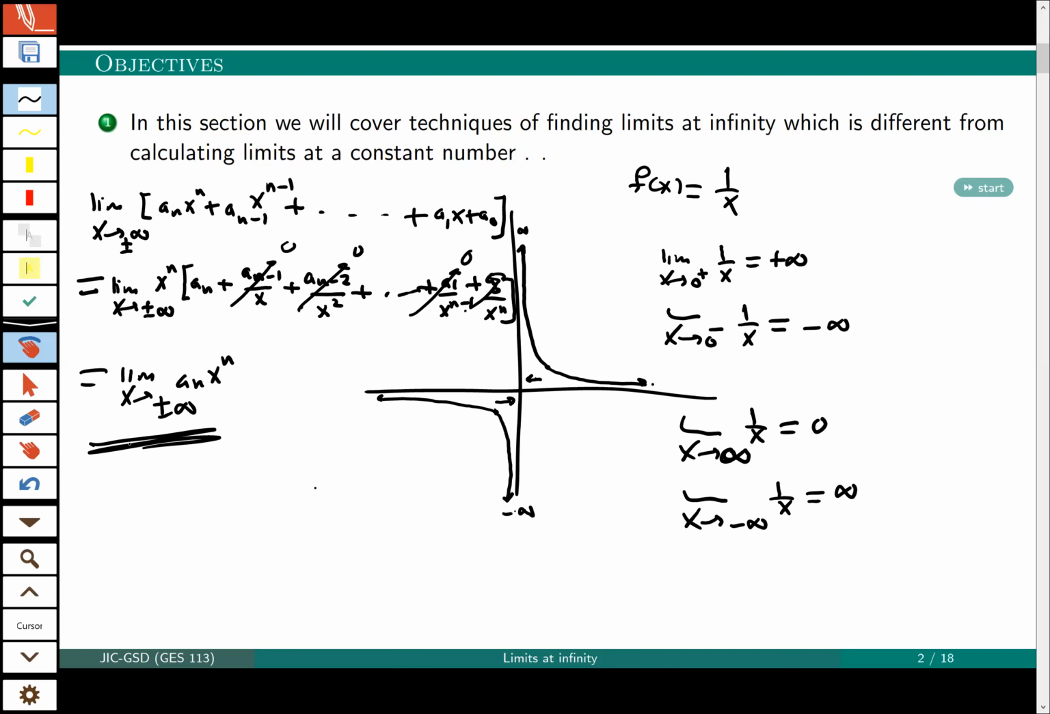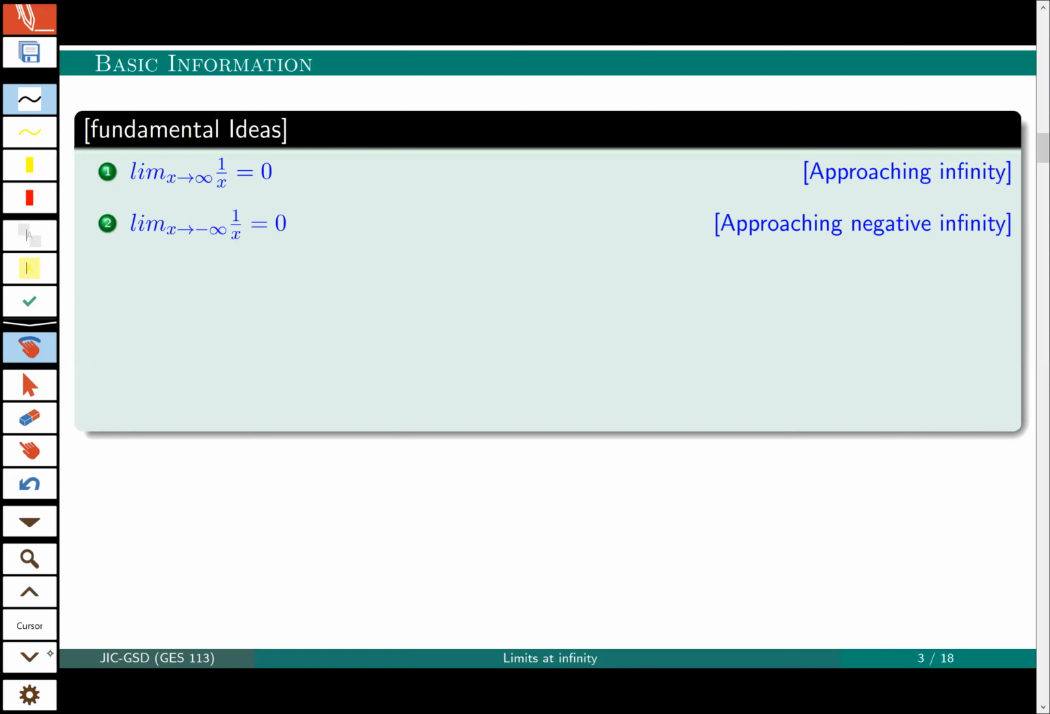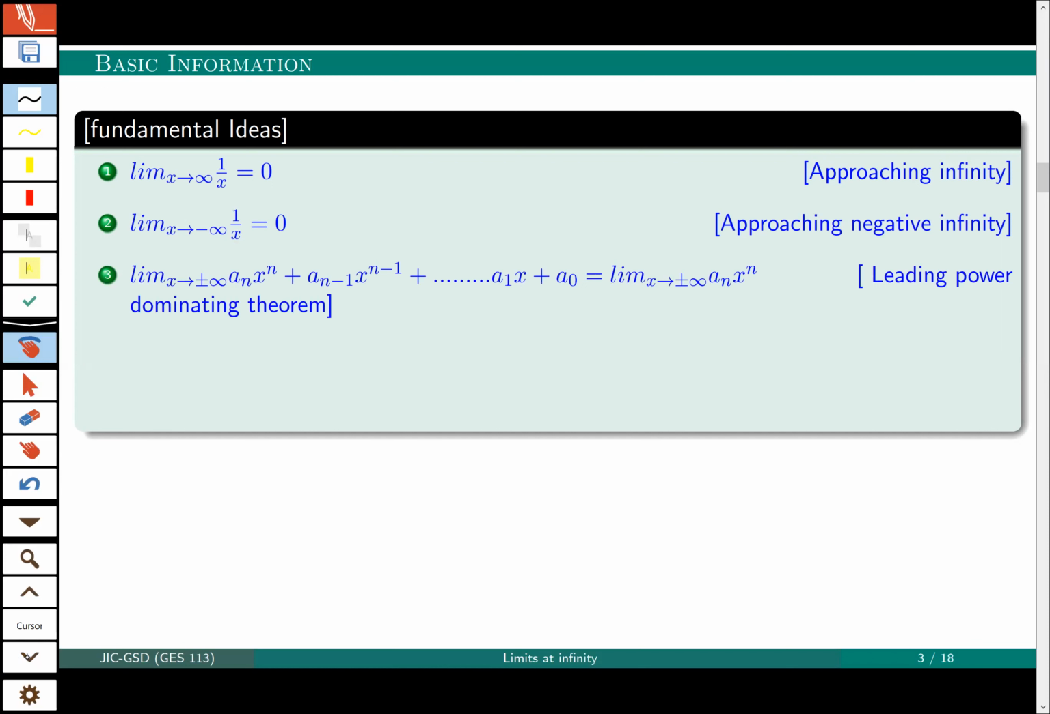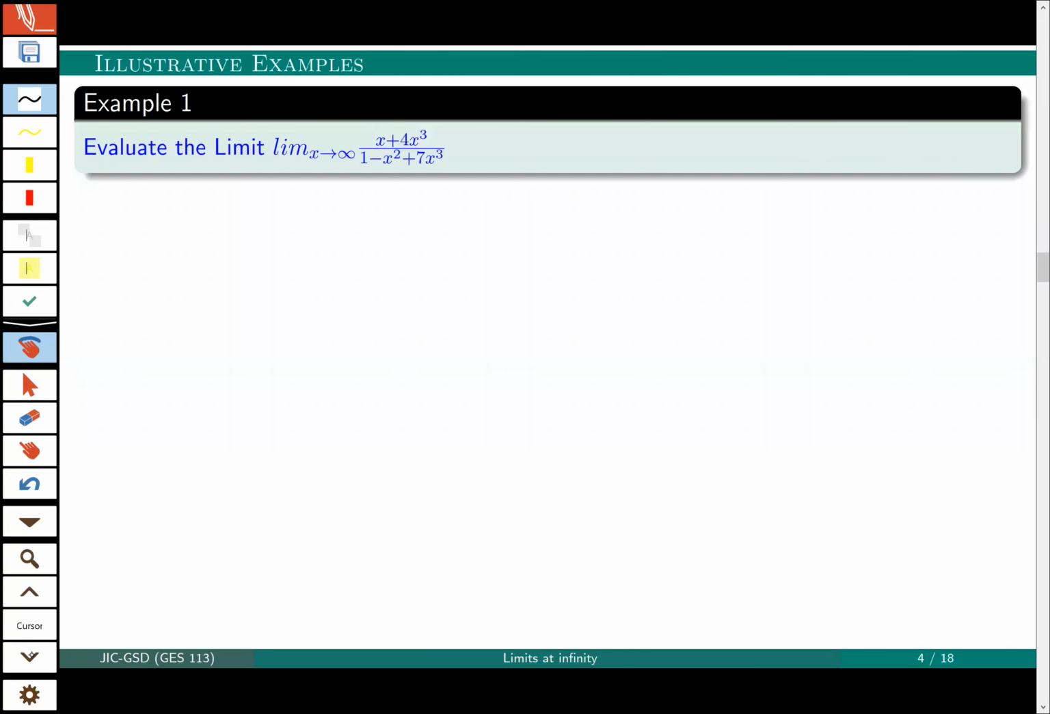This is an extremely important idea. This is summarized here. Limit when x goes to infinity is 0, when it goes to minus infinity is 0, and for a polynomial we take only the largest power, which is a_n x to the power n. If x goes to 0 from the right, 1 over x goes to plus infinity. When x goes to 0 from the left, it will be minus infinity. Let's apply this idea in questions.